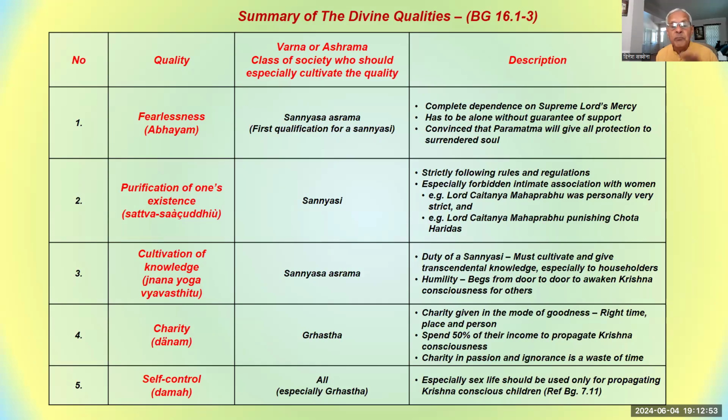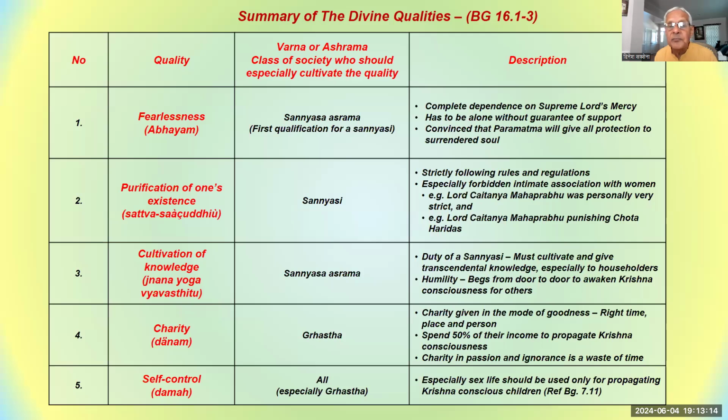So abhayam, basically, is the first quality of the sannyas ashram, of a sannyasi. We know that the fourth ashram is sannyas. So it is not only for sannyasis, but for devotees also, whether they are in grahastha ashrama or they are brahmachari. So abhayam is the first quality. Yes, Mataji.